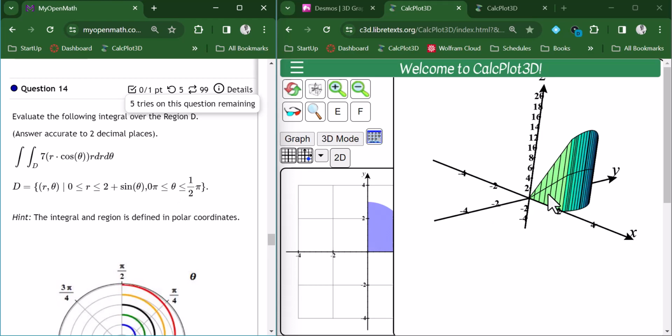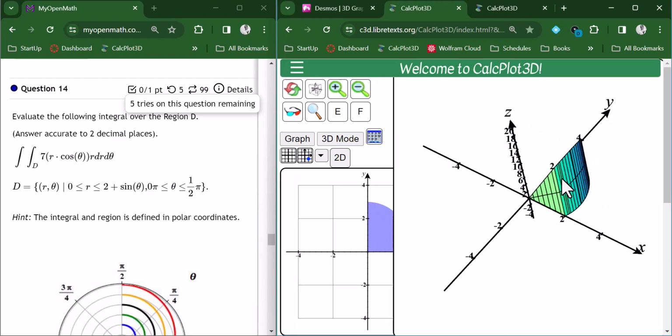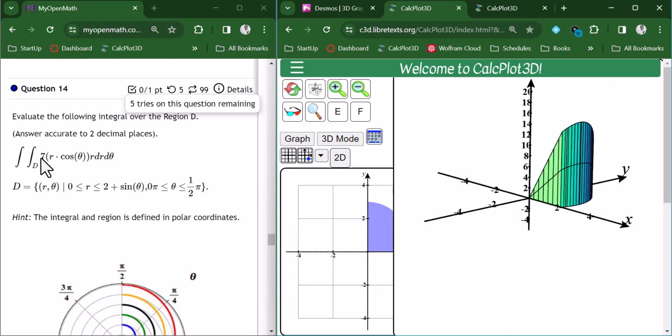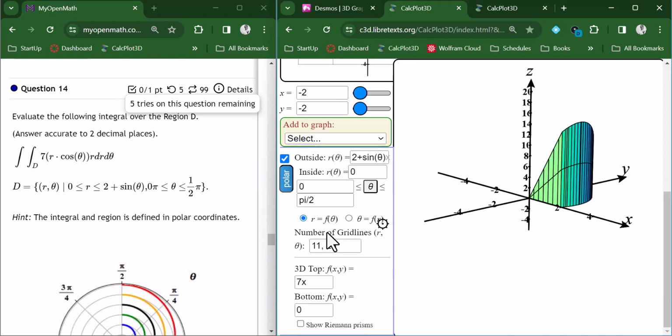All right, so I had this set up a little bit ahead of time because it might be kind of difficult. And what we can realize is that the integrand is 7 times r cosine theta, and then the r dr d theta is dA. R cosine theta is just x, if you remember. So I was able to graph that as 7x. And then the dA, r dr d theta, will just be equal to dA.